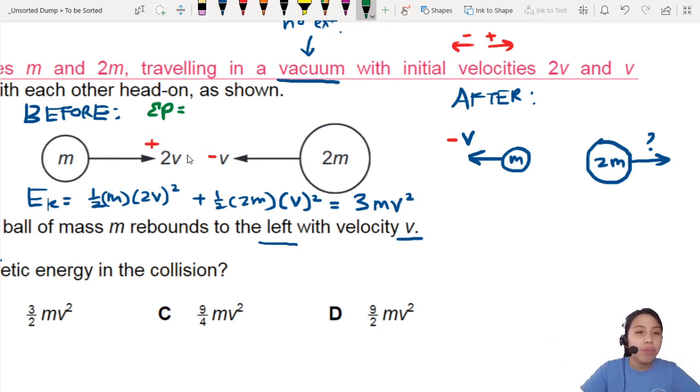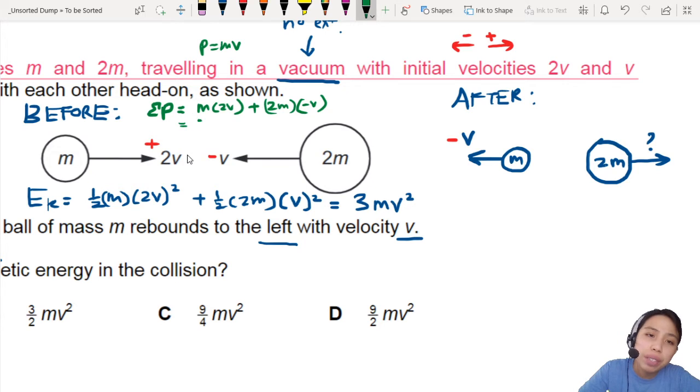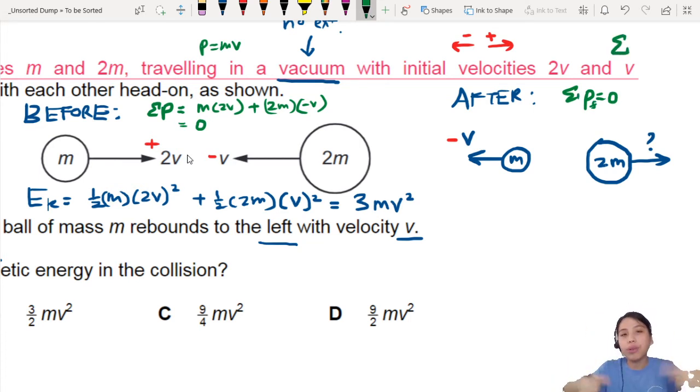So the total momentum before, you need to calculate that. So momentum, by the way, is mass times velocity. So the total momentum before collision will be mass times velocity plus mass times negative velocity. What is this value? 2mv minus 2mv is 0. So the total momentum before the collision is 0, which means the total momentum after collision must also be 0. By the way, this sign is called sigma, stands for total. It's a shortcut to write it. So initial momentum equals total final momentum.